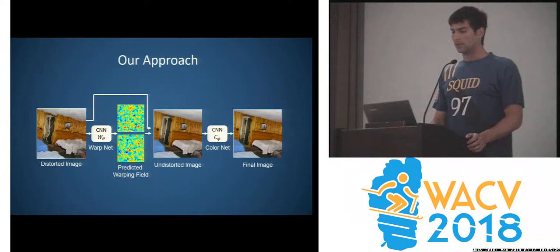Now we note that to train this, we don't actually need ground truth warping fields because the warping is applied differentiably, and so we can train the whole thing end to end. But we do need distorted and undistorted image pairs. And no such data set exists, so we created our own.